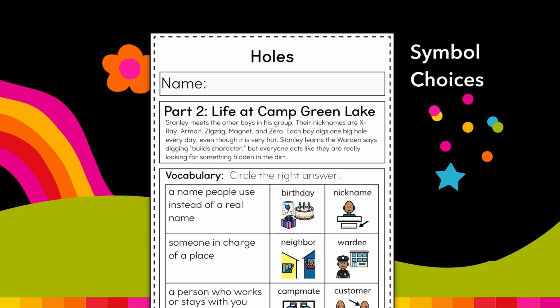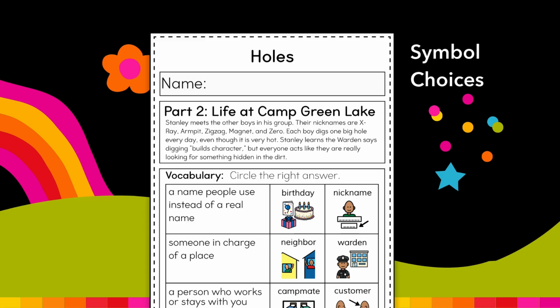Here's non-negotiable number 1 in action: visual access. Similar content, but now students get symbol-supported choices. They can point, circle, scan, or respond with AAC. In addition, the students can read the text themselves, or an adult can read it to them, or someone could even translate it for our ELL learners, and they can still answer by choosing the correct picture.